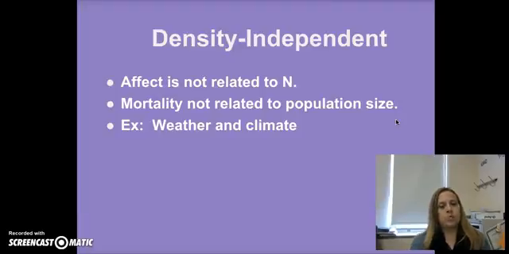And so what happens then is as density increases, you tend to see more of these density dependent limiting factors. With density independent limiting factors, here the effect is not related to population size. So the mortality is not related to population size. So density independent factors tend to be things that could be related to weather or climate or natural disasters or disturbances, things that are going to happen to an environment regardless of how many individuals live there.